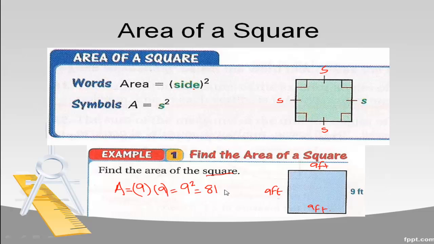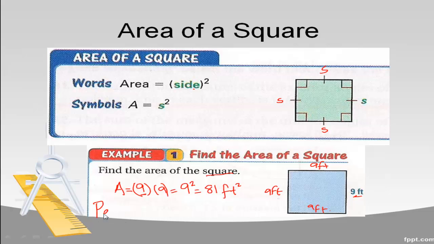And that's why the formula for squares is S squared. It's taking the side, whatever the side measures, which is 9, and squaring it. You get the same thing. A square has a very easy area formula.